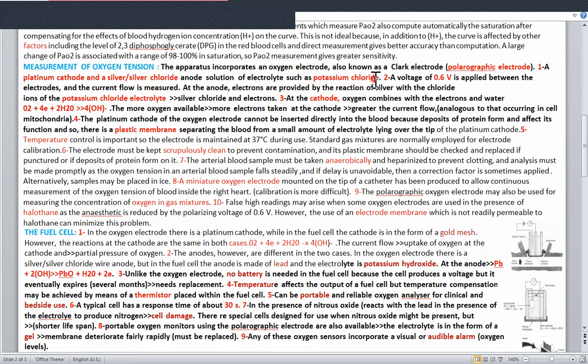It's called also the Clark electrode, the polarographic electrode. It is made of two electrodes, a cathode and an anode. Both are made of silver chloride, and we have a solution of potassium chloride, and we must apply a voltage of 0.6 volt. This is very important to create the transfer of oxygen through the cell.